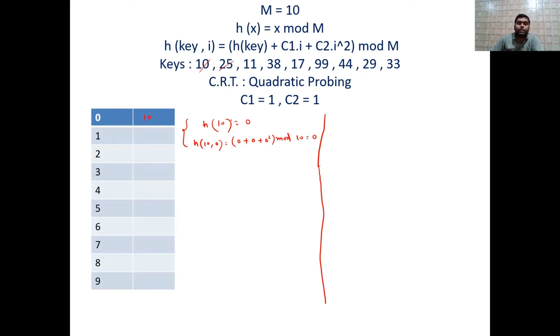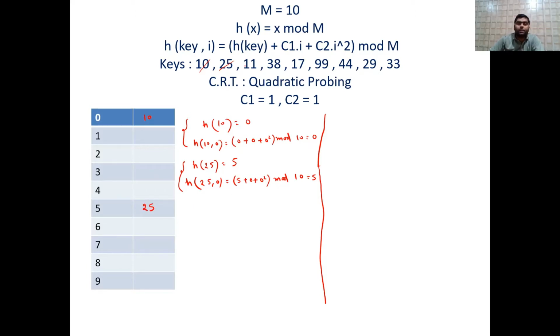Now next is 25. Observe very carefully, the simple formula we are using. h of 25: 25 mod 10 will give you 5 as the answer. Then when we calculate for the 0th probe, h of 25 comma 0, the value is 5 plus probe number 0, that is 0 square, since it is quadratic we have to go up to the square, and then mod of 10. This gives 5 plus 0, so overall 5 mod 10 is 5. So we look at the fifth position, space is available at fifth, so 25 will be stored at fifth.